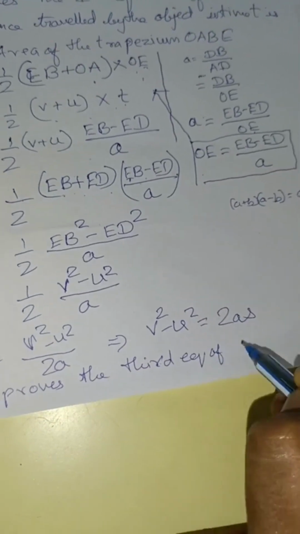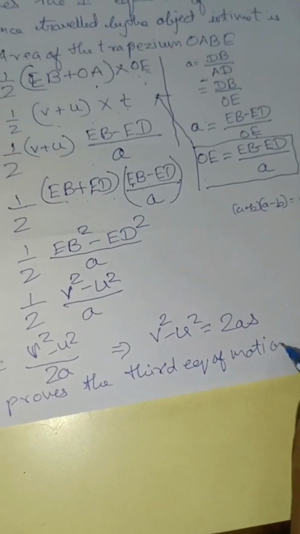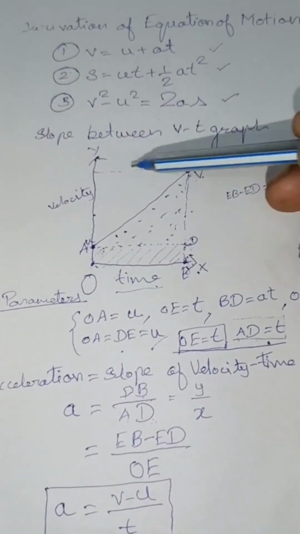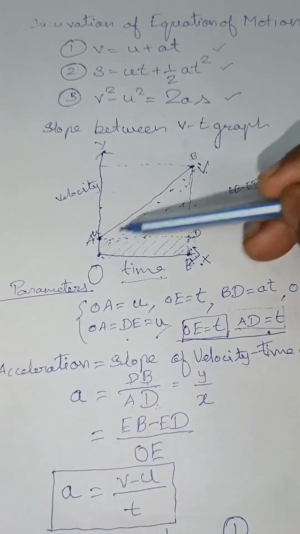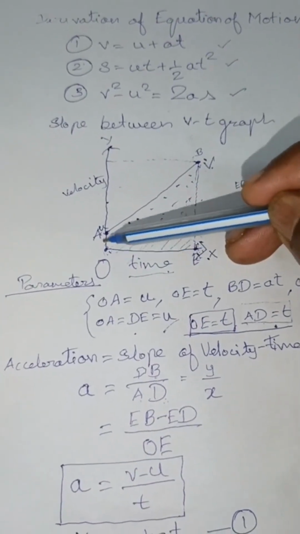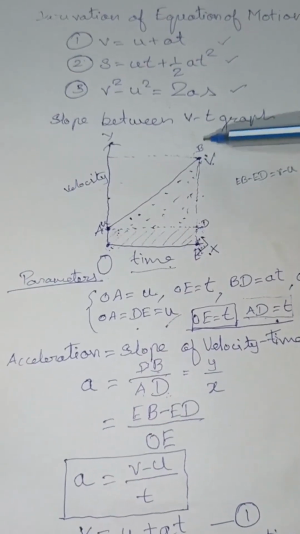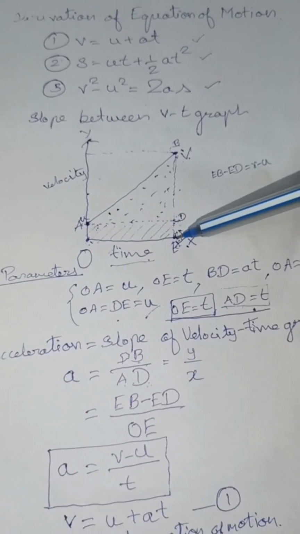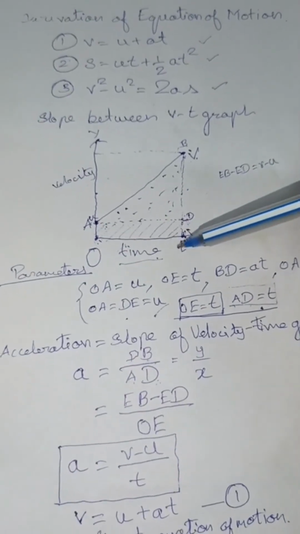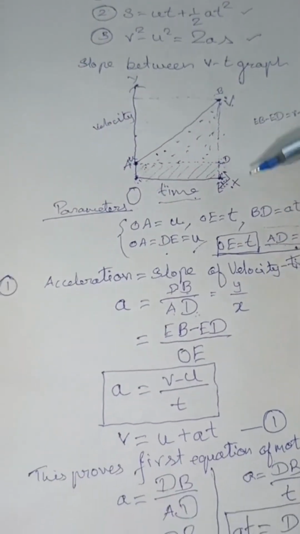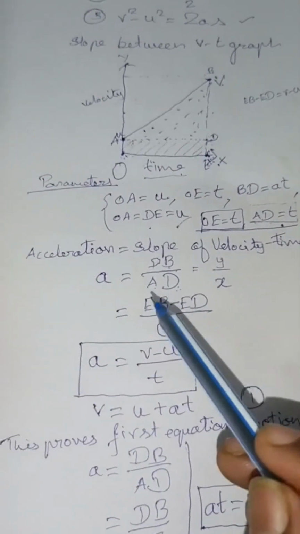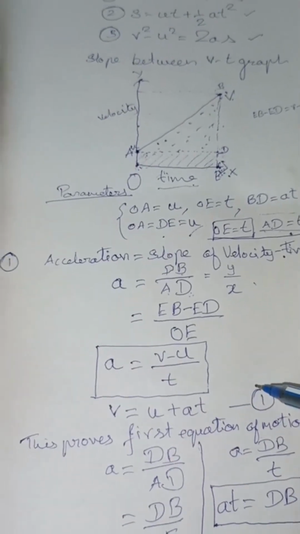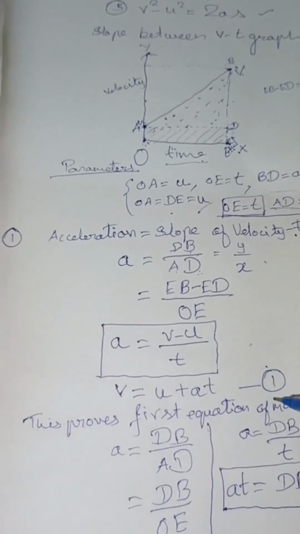Third equation of motion. Okay, so we will recollect all the points. See, this is the graph between velocity and time. I have to put some parameters. This is OA is U, EB is V. Since OA is also equal to DE and OE is also equal to t. So these are the parameters we have to follow. Since we have to define the first equation of motion, slope of the velocity-time graph, through this derivation, we will get the first equation of motion.